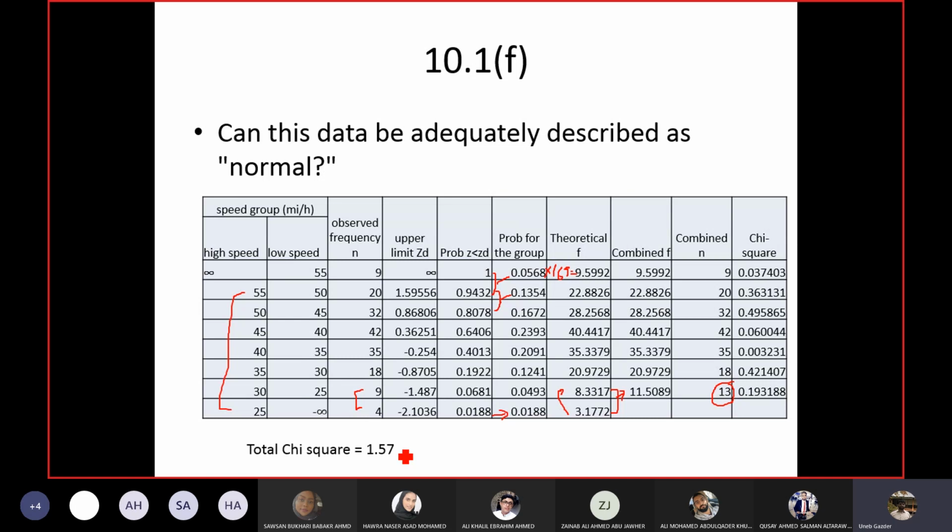Then you go to the chi-square table. Before going to the chi-square table, I must know the degrees of freedom. How do I calculate the degrees of freedom? The number of combined speed groups minus 3. So if you count them, you have 1, 2, 3, 4, 5, 6, 7. 7 speed groups minus 3, 4. So degrees of freedom is 4.